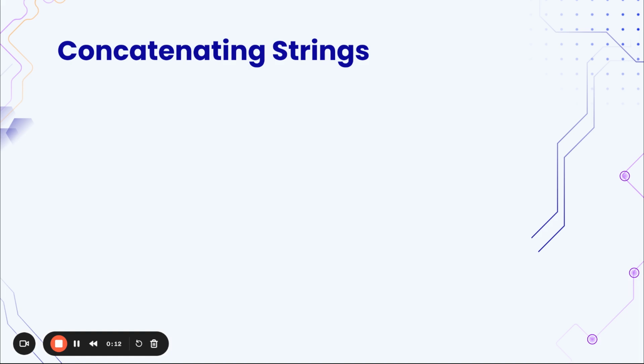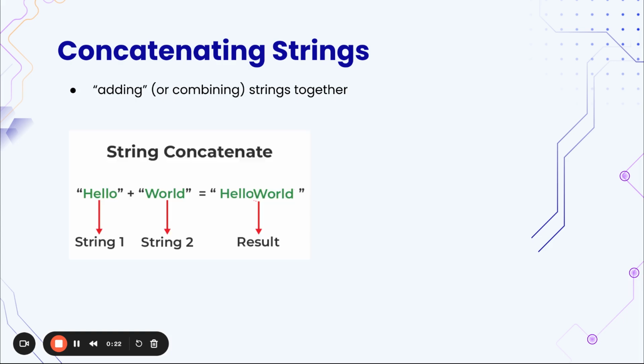So what is concatenating strings? This means to add or combine strings together. Here's a diagram. This is not really like addition in math. We are just simply joining strings together. So for example, hello plus world equals helloworld. And as you can see here, there's no space in between.